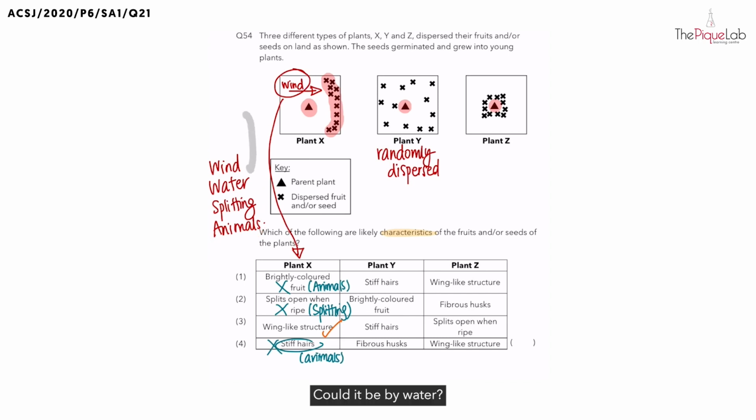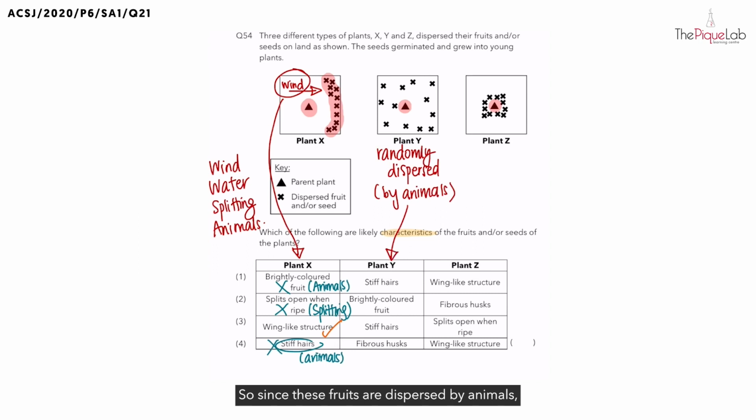Could it be by water? No, if it is by water, the seeds are found along the sides of the water body. So cannot be by water. How about by splitting? If the fruits are dispersed by splitting, they would be clustered around the parent plant. So not by splitting as well. So it has to be by animals. So since these fruits are dispersed by animals, they have what kind of characteristics? They can have stiff hairs.